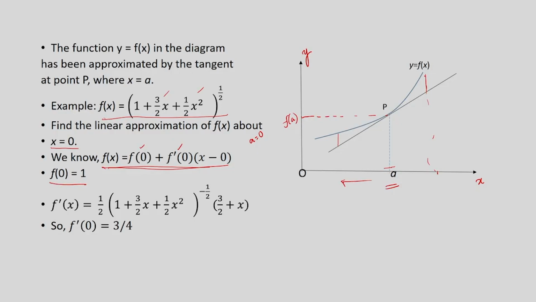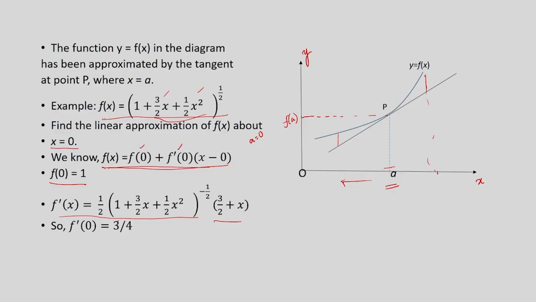Then we need to find out f dash of 0. So, I have to first find out what is f dash x, and then I can substitute x equal to 0, and I will get this particular expression: half of (1 plus 3x divided by 2 plus x squared divided by 2) to the power minus half, whole thing multiplied by (3 divided by 2 plus x), because we have to differentiate the term inside with respect to x, and if we do that, I will get 3 divided by 2 plus x.